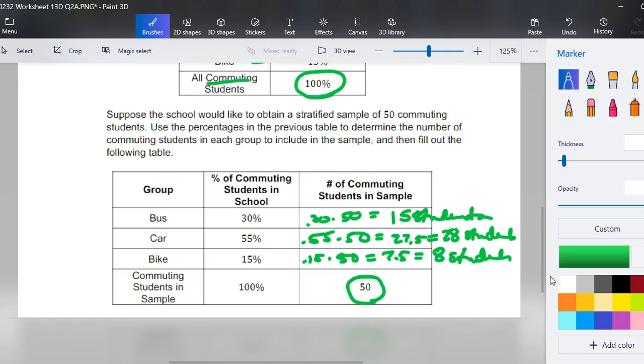I have 15 students who are bus riders, plus 28 students who are car riders, plus 8 who bike. So I'm going to have to make a decision whether I include 27 in my car riders or 7 in the bike riders. It's the last one I did, so I'll do 7 on this one.